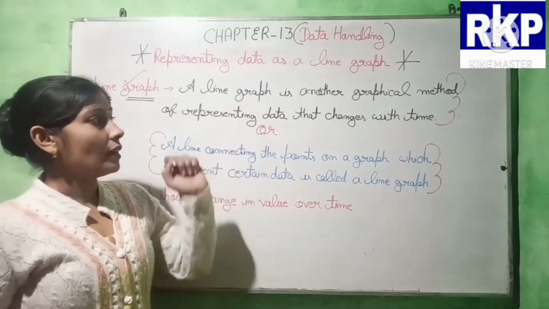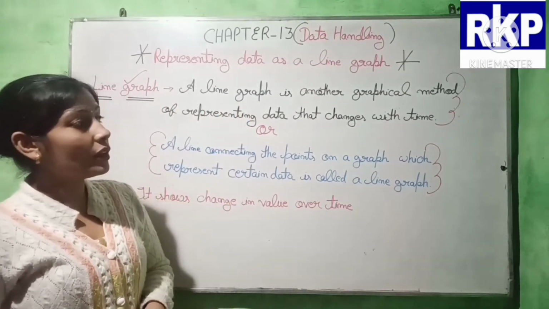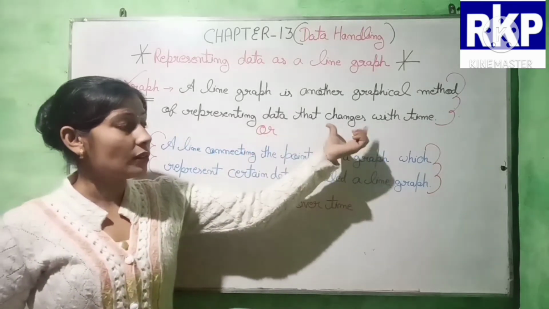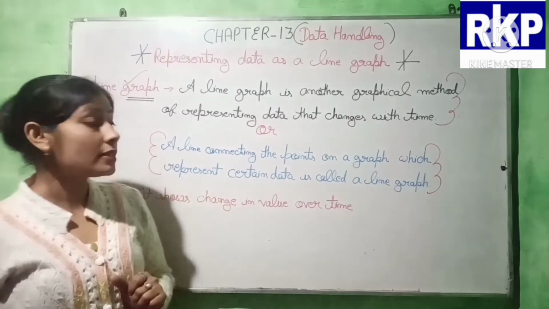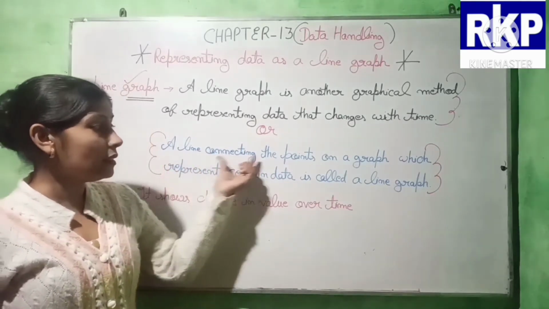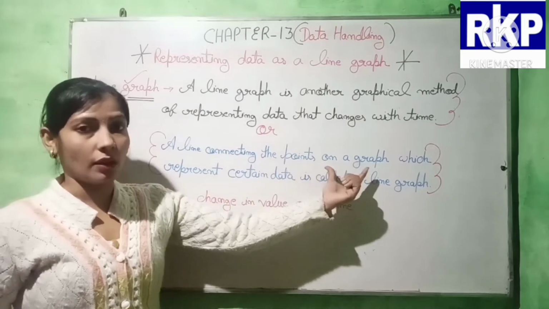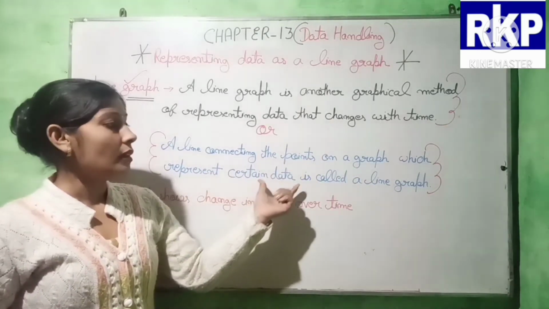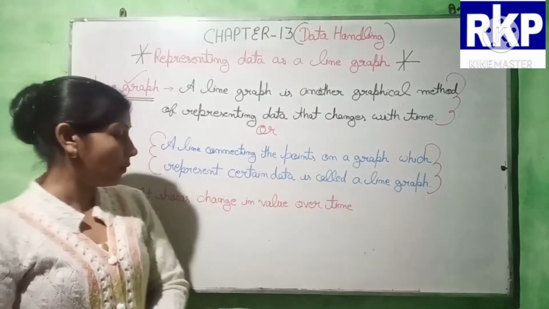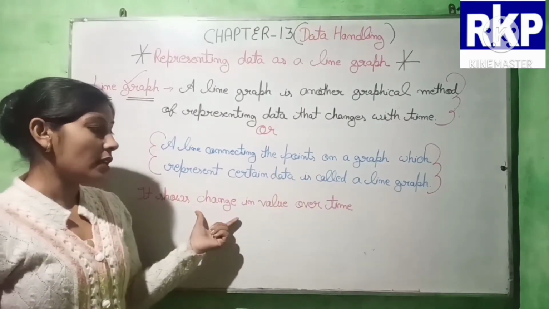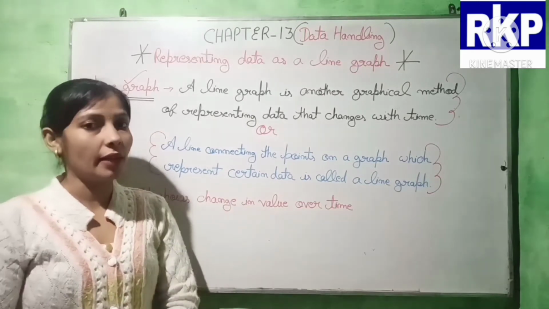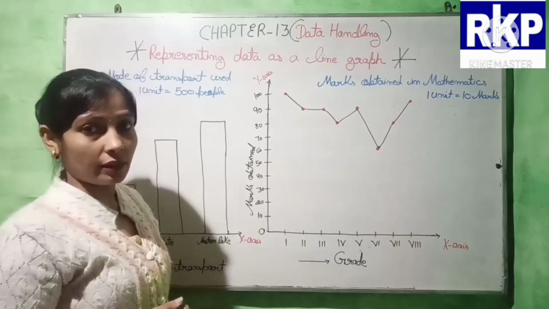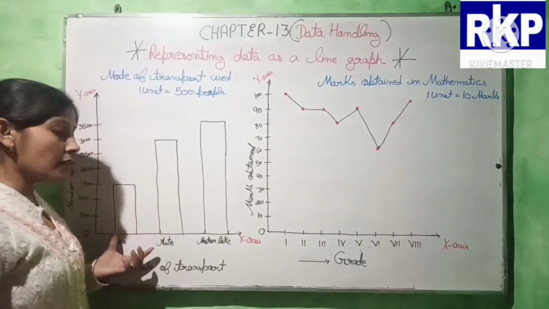A line graph is another graphical method of representing data that changes with time, or we can say a line connecting the points on a graph which represents certain data is called a line graph, and it shows change in value over time. Here we have one bar graph and one line graph, and we have already discussed bar graph.